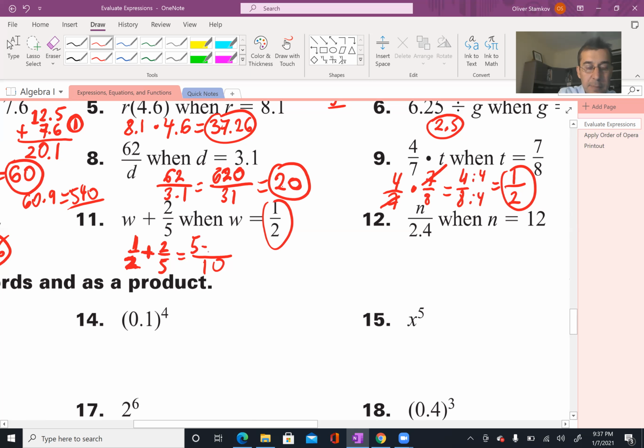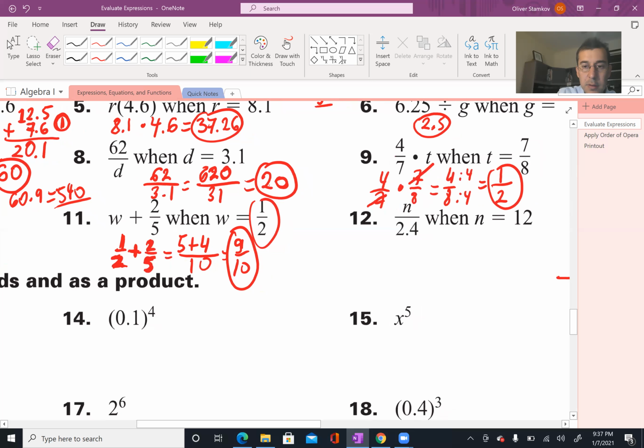And then plus, now here, we multiplied the denominator by 2 to get 10, right? Because 5 times 2 is 10. So in this case, we have to multiply the numerator by 2 as well. So 2 times 2 is 4. Okay, so 5 plus 4 is 9. 9/10 is the result for number 11.